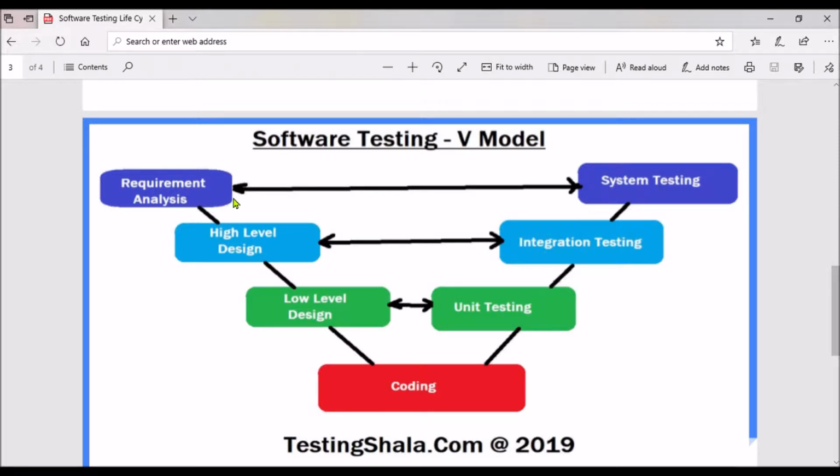If you remember the waterfall model, all these requirements, high level design, low level design, coding, unit testing, integration testing, system testing, go in a sequential manner. That is how the entire development process was planned in the waterfall model. But here in the V model, every phase is associated with a testing part. Let's talk about the requirement phase.